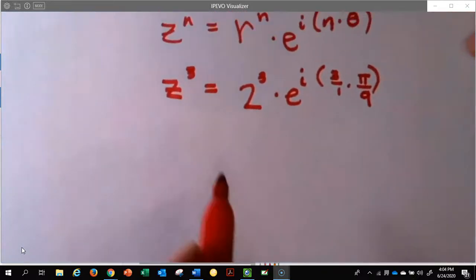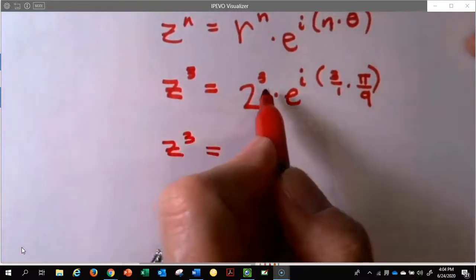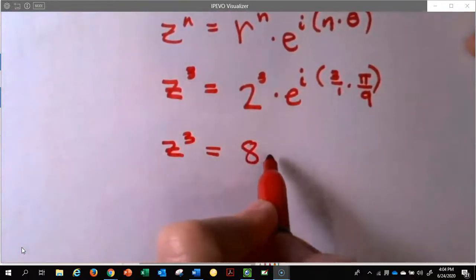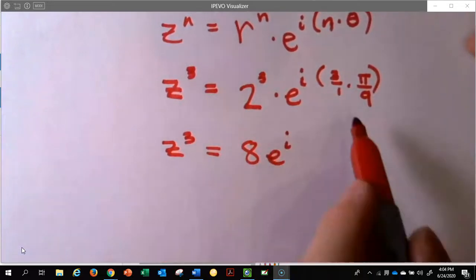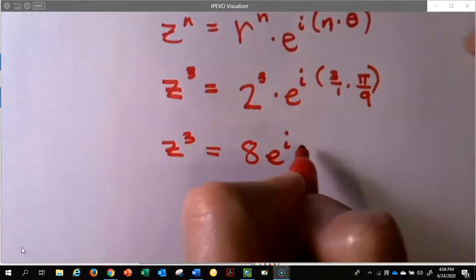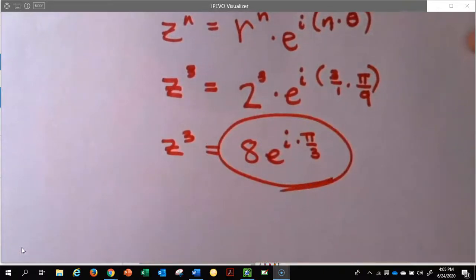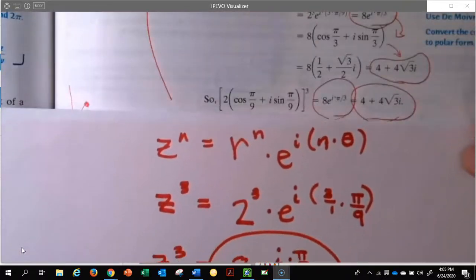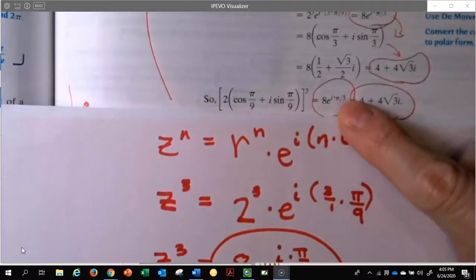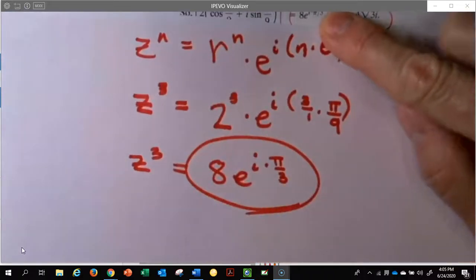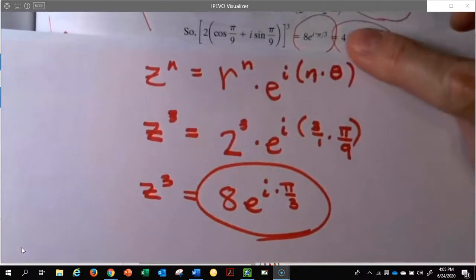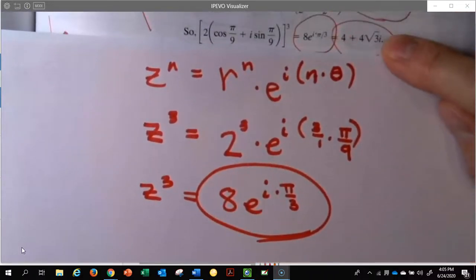And so I have z to the third power, and 2 times 2 times 2 is 8, times e to the i to the, when we reduce this, we get pi over 3. We are in exponential form. I'm going to scooch right down here and show you we match with the exponential form, and then it jumps straight to rectangular.